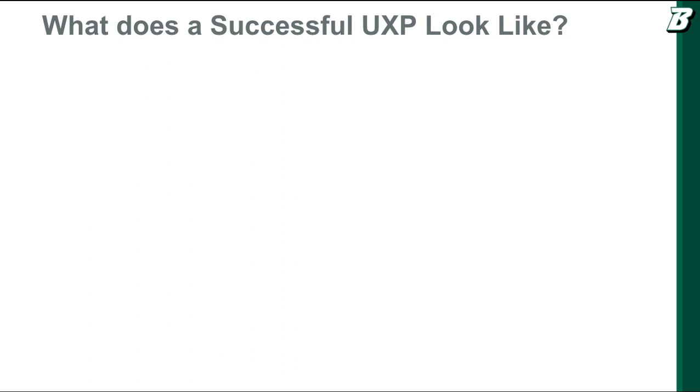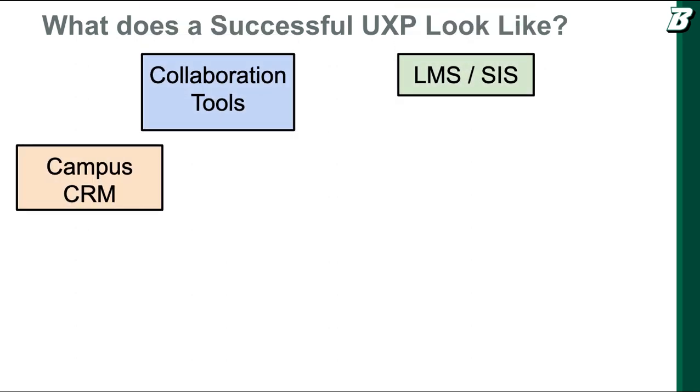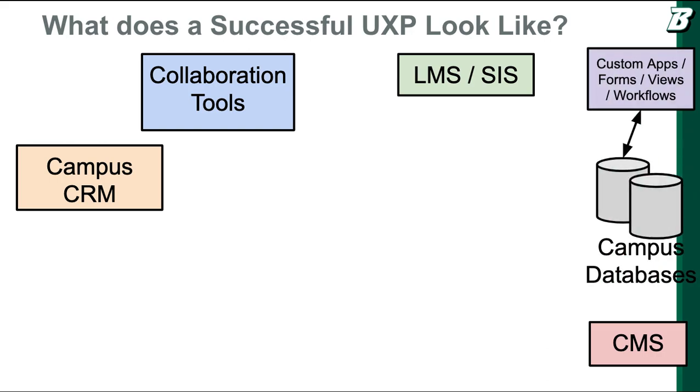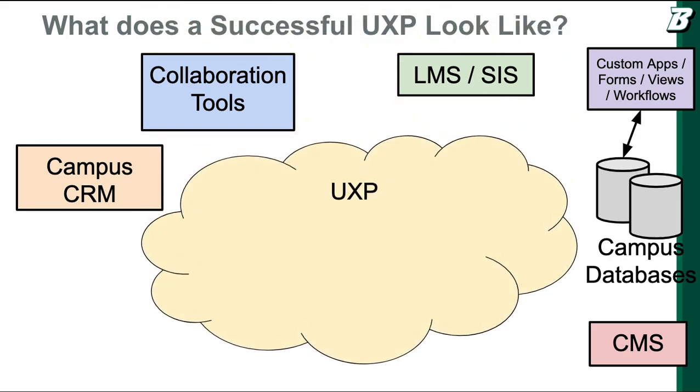So we thought, okay, well, let's build a time machine. Let's go back and see if we can build what this actual UXP would look like. So of course we've got our campus CRM, our collaboration tools, our LMS, SIS, our CMS. We've got all these custom applications and databases on our campus, all of these fragmented things. And so, okay, we're going to drop in the UXP. And if we're going to replicate what was done in the 90s, we'd be trying to get rid of all those other applications and rewrite them somehow magically within the centralized thing, and everything would be great. But that's not really a reality.